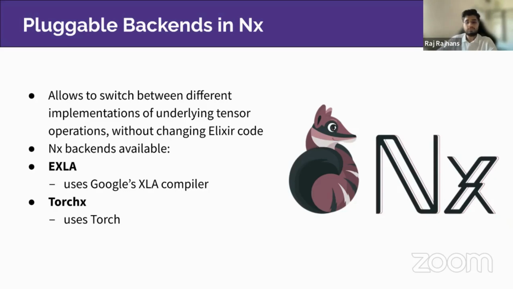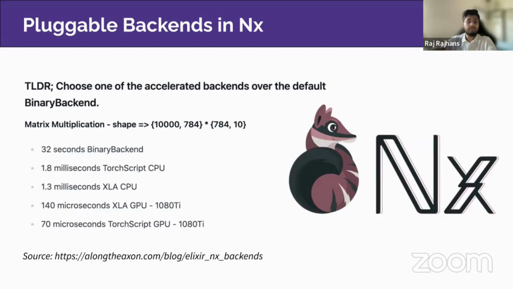Right now, NX supports these 2 accelerated backends, EXLA and TorchX. By default, it comes with the binary backend. If you don't set a backend, then NX is going to use the default one. But as you can see, the default one is very slow compared to the accelerated backends, EXLA and TorchX. For a matrix multiplication of this size, the default will take around 32 seconds, whereas the EXLA CPU backend takes just 1.3 milliseconds. So if you're playing around with NX and you discover that things are taking too long, you might want to check if you have set the correct backend. We'll see how to configure the backend in some time.